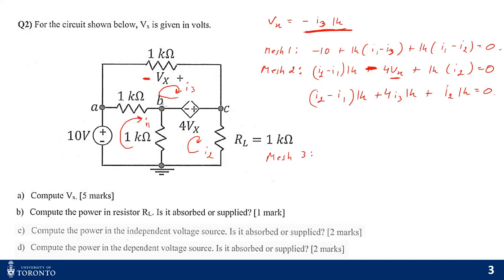So for mesh 3, I'll consider I3 is greater than all the other currents. So it's going to be plus 4 Vx plus 1K times (I3 minus I1), right?